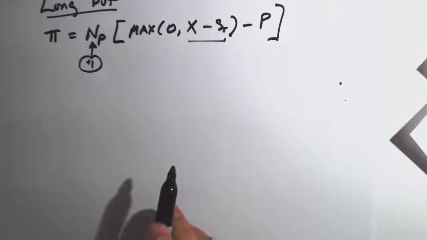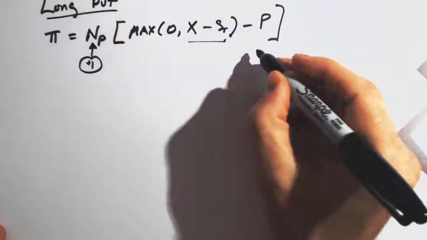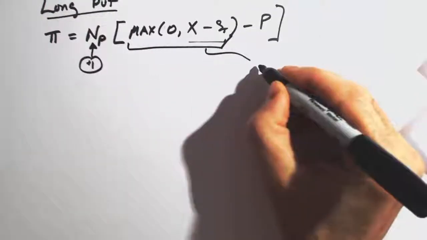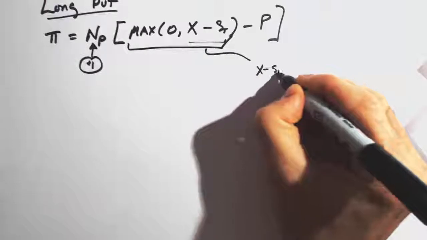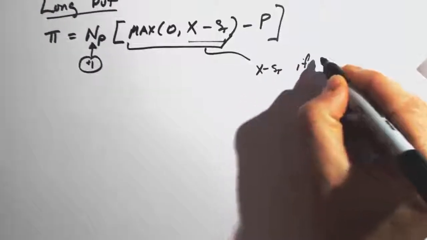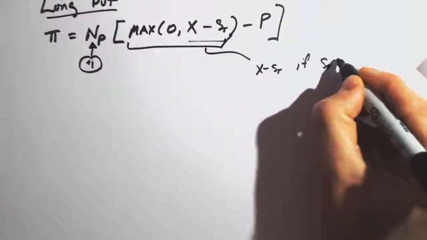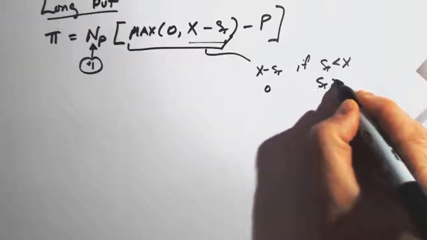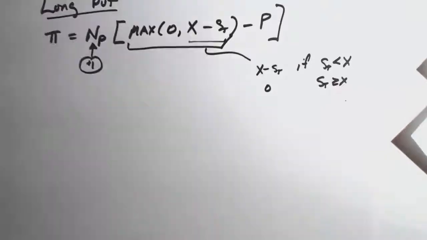Now, again, one way to think about this payoff is that the payoff is X minus ST if ST, the stock price, is less than the strike, and it's 0 otherwise. And so that's how you can break that down a bit.